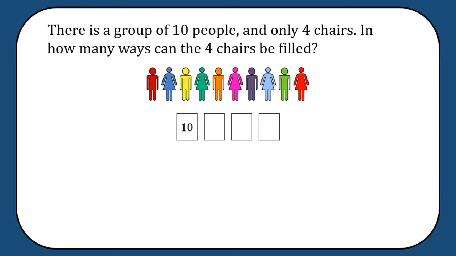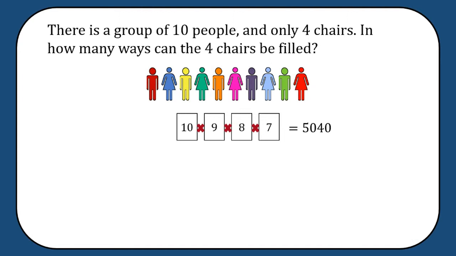And I also need someone in the second chair, so it's going to be multiplication. And there are 9 people, 9 choices I've got left for the second chair. 8 choices left for the third chair, 7 choices left for the fourth chair. As I said, we're multiplying because it's an AND problem. And 10 times 9 times 8 times 7 is 5,040. Okay, so there's a couple of different ways that we can work this out.